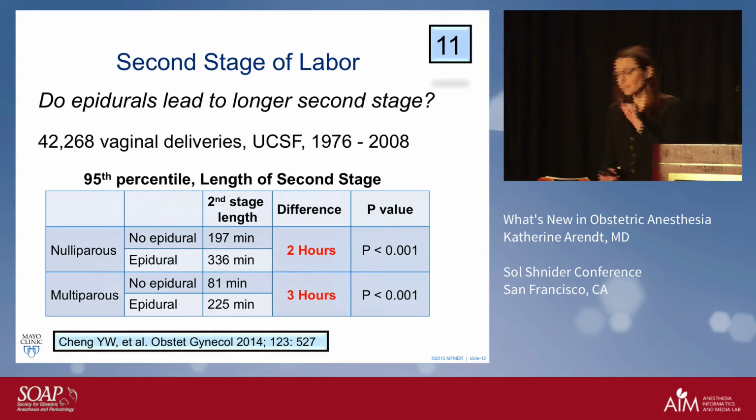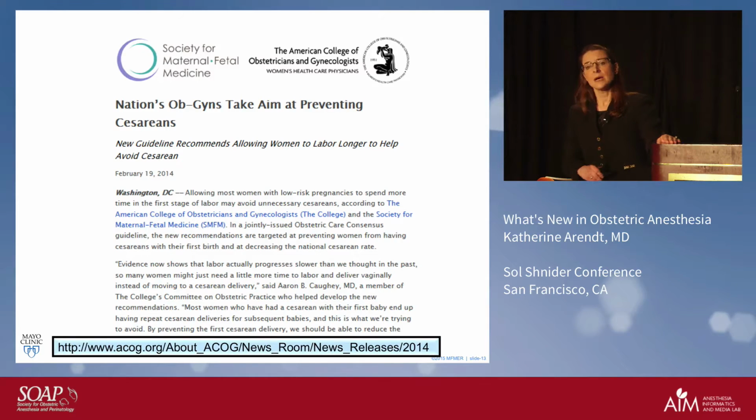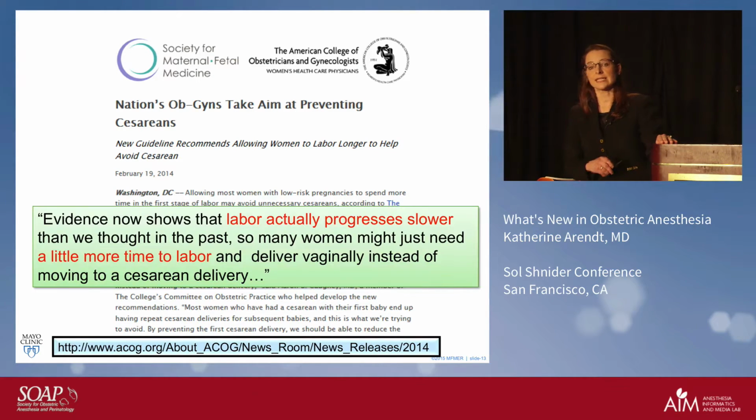So, as a result, I would say that we definitely cannot draw conclusions about causation. But the authors didn't say that it was causation. Instead, they made statements like this: because of this and many other studies from the SMFM and ACOG, published evidence now shows that labor actually progresses slower than we thought in the past. Many women might just need a little more time to labor and deliver vaginally instead of moving to cesarean delivery, a pattern that we've seen discussed elsewhere at this meeting.